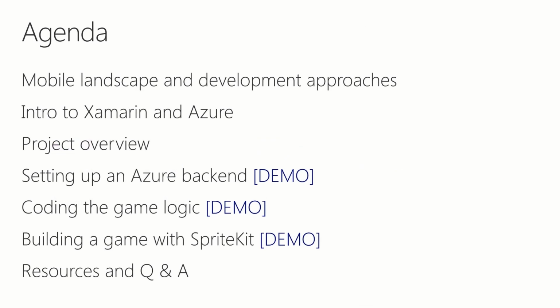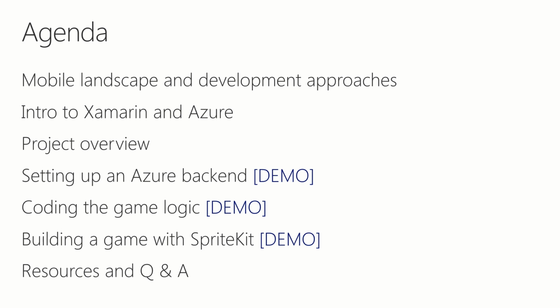I know you're eager to get started, right? So here's the agenda. We'll begin with an overview of the mobile landscape and the different development approaches, followed by an intro to Xamarin and the Azure platform. And then we'll jump into the project. This is split into 3 parts. First, we're going to set up the Azure backend, and we will use Visual Studio 2017 on Windows to do this, and then with one click, deploy the project into the cloud.